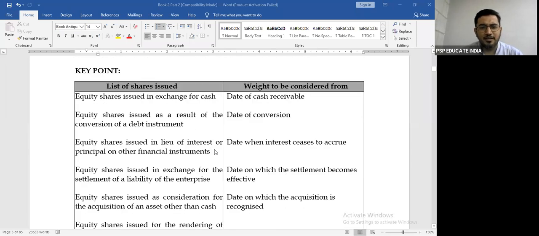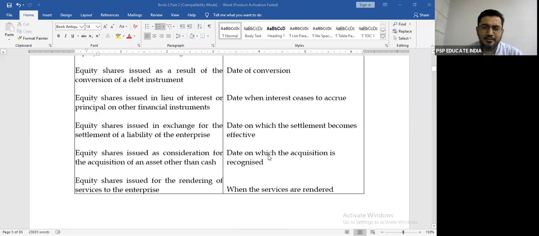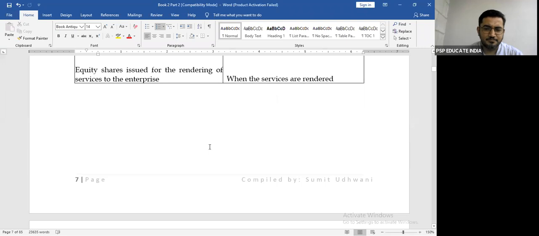So we did this table. Equity shares, if they're exchanged for cash, you have cash receivable. Equity shares, if as a result of conversion, you will take the date of conversion. In place of interest, you will take the date when interest ceases to accrue. When they are issued in exchange of settlement of liability, when the settlement of liability becomes effective. When you obtain an asset, date when the asset is recognized. And for rendering services, the date when the service is rendered.